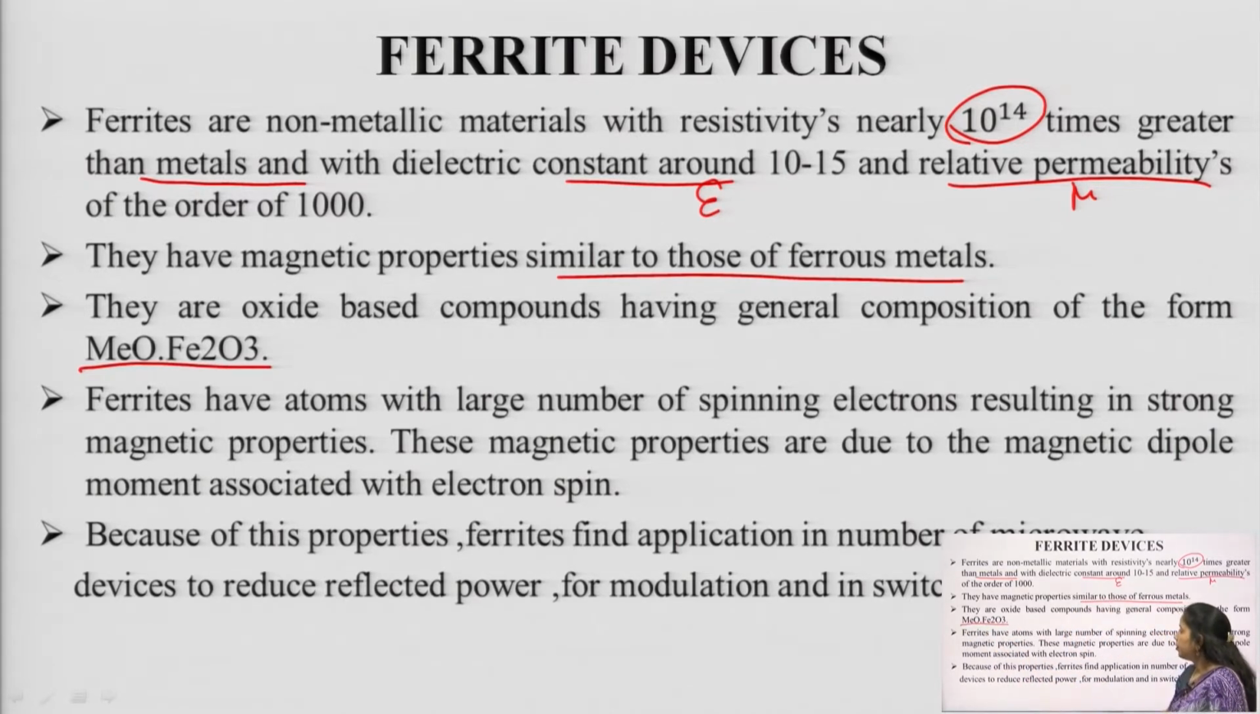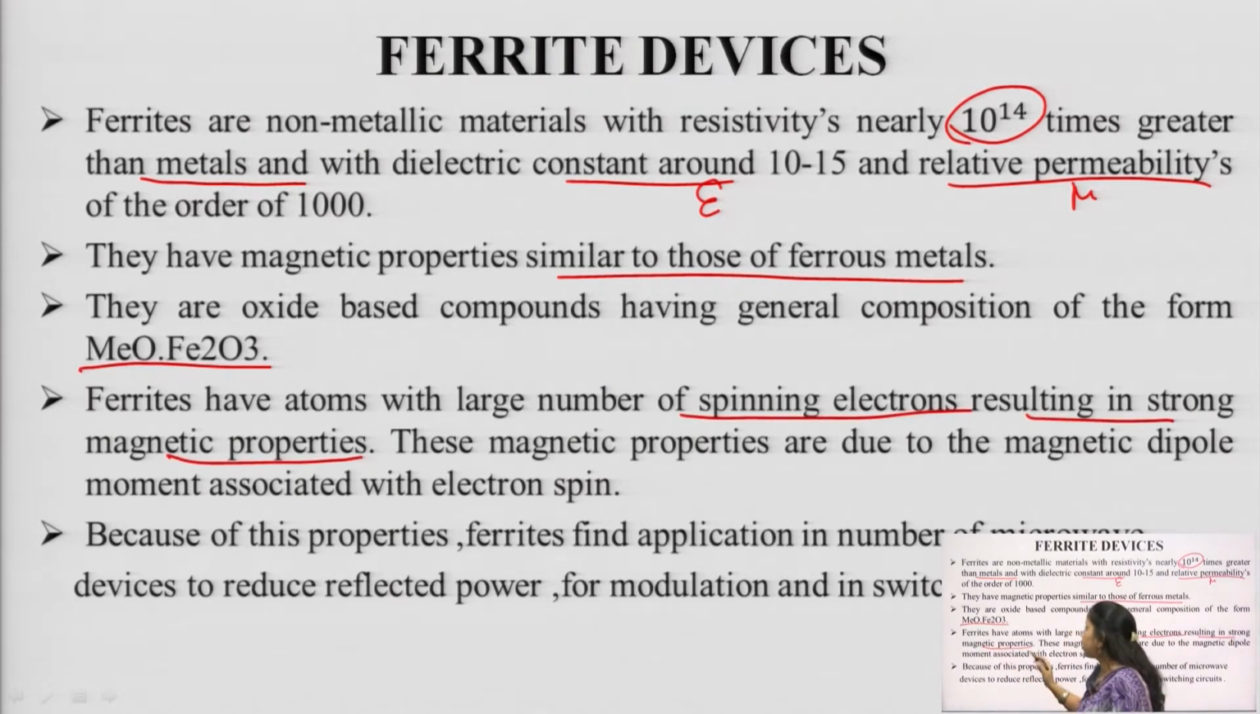Ferrites have atoms with a larger number of spinning electrons, resulting in strong magnetic properties. So, ferrites are those which have a larger number of spinning electrons resulting in strong magnetic properties, and these magnetic properties are due to the magnetic dipole moment which is associated with the electron spin.